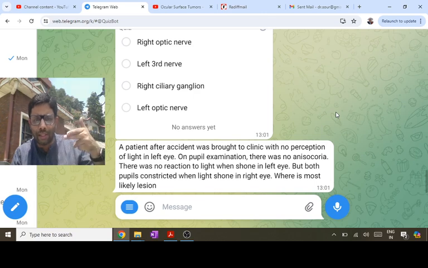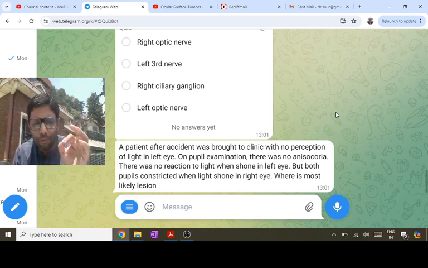When you throw the light in this eye, the optic nerve is cut. That's why it cannot take the impulse. The left eye optic nerve is the problem here. This is a total afferent pupillary defect. In total, you can't do the swinging light test. You throw the light, and it will not react at all.